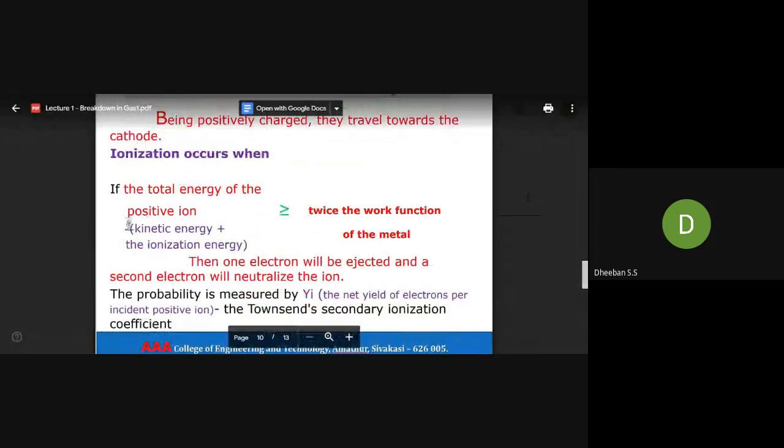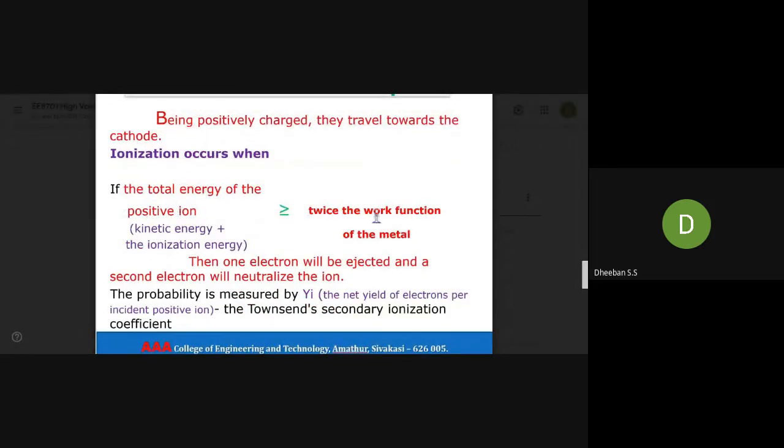The total energy of the positive ion is greater than twice the work function of the metal. That is, the energy of the positive ion must be able to liberate the electron from the metal. What I have said is the ability of the positive ion to liberate an electron from the metal is the work, and that work gives out some energy. So that energy must be twice. That's what they are saying here. Then one electron will be ejected and the second electron will neutralize the ion.